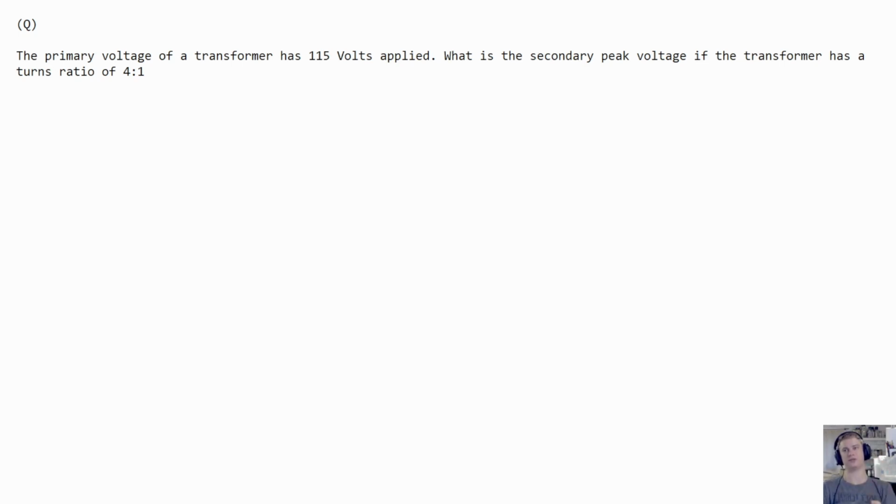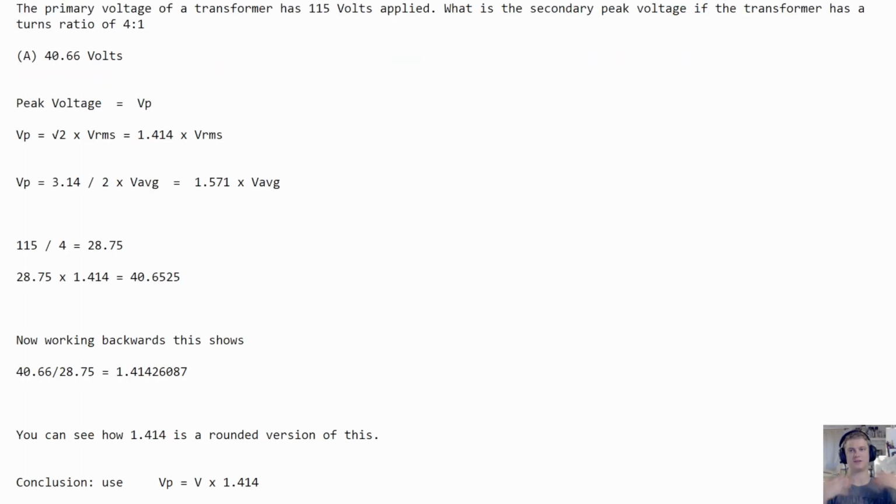Next question we have one we're actually going to have to solve for. The primary voltage of a transformer has 115 volts applied. What is the secondary peak voltage if the transformer has a turns ratio of 4:1? Okay, so the first thing we need to do is think about that 4:1 ratio. We have 115 volts in. It's 4:1, so we can think about it like it's a step-down transformer. The secondary has fewer turns than the primary. But we're working with 4:1, so all we have to think is 115 divided by 4. And when we do that, we get 28.75.